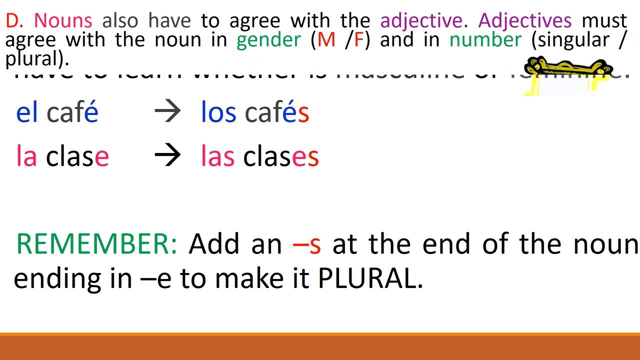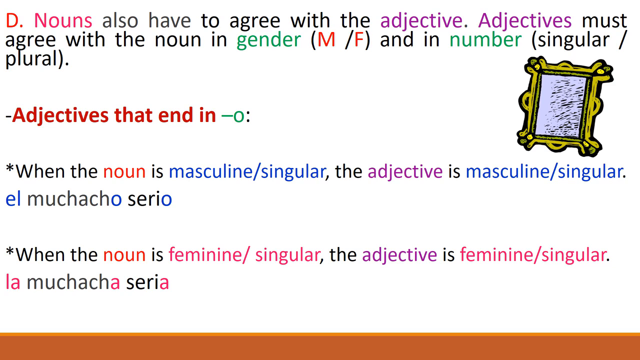Letra D. Letter D. Now nouns, they also have to agree with the adjective, like they do in English. They're going to have to do it also in Spanish. An adjective acts like a mirror. Why? Because it uses the description of the noun to match. Adjectives must agree with the noun in gender, whether they're masculino or femenino, and in number, whether they're singular or plural. We're going to be discussing three types of adjectives.